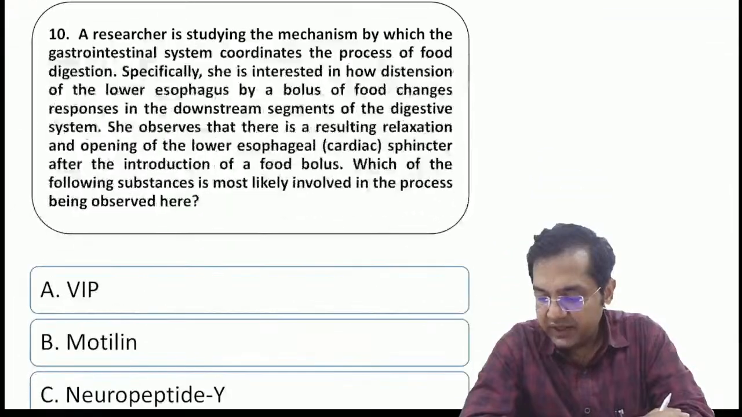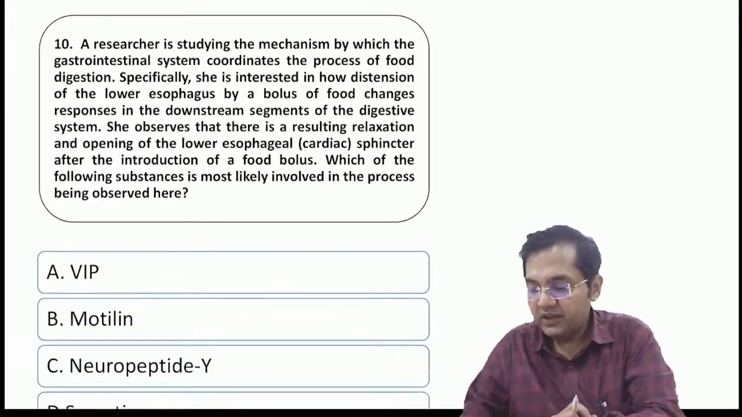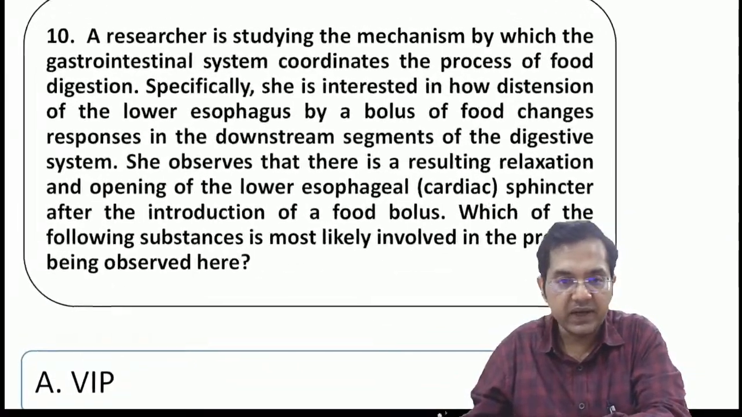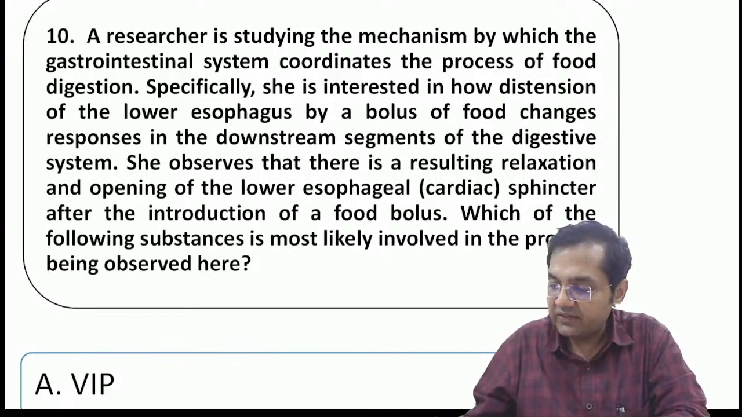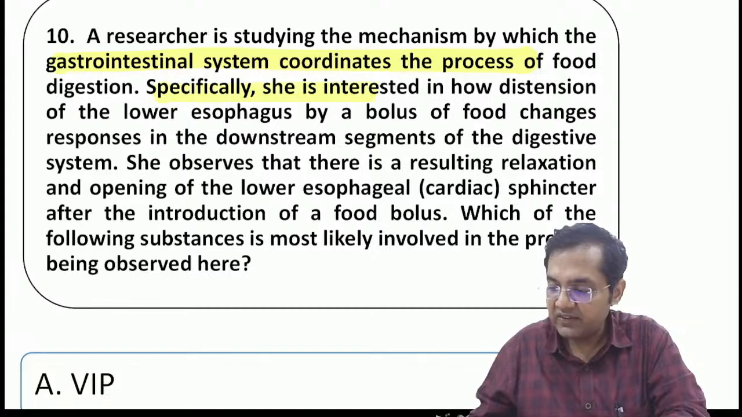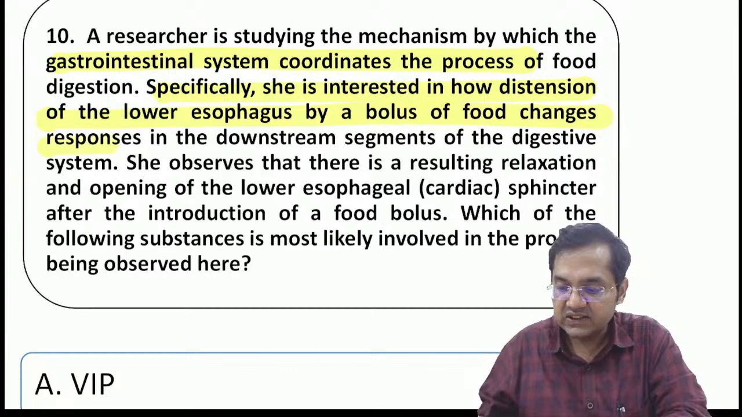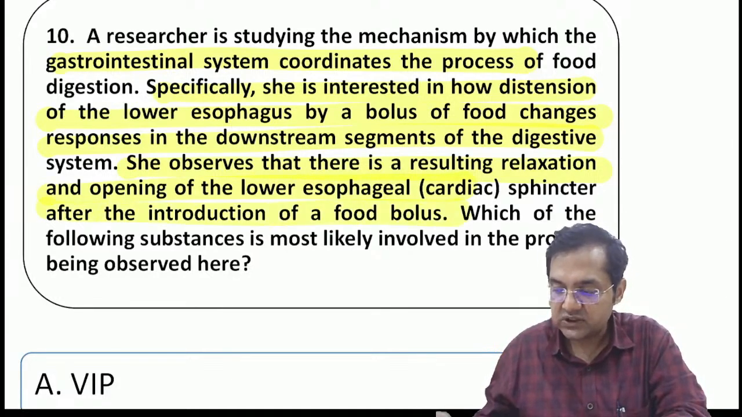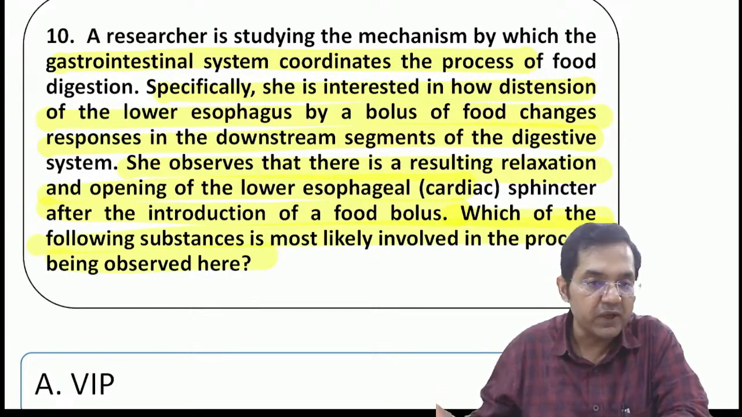Moving to question number 10, another clinical related question. A researcher is studying the mechanism by which the gastrointestinal system coordinates the process of food digestion. Specifically, she is interested in how distension of the lower esophagus by a bolus of food changes the responses in the downstream segments of the digestive system. She observes that there is a resulting relaxation and opening of the lower esophageal sphincter after the introduction of the bolus. Which of the following substances is most likely involved in the process being observed here?